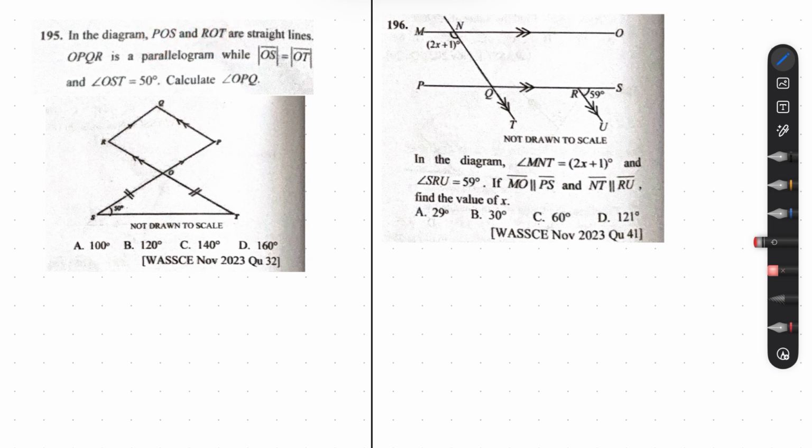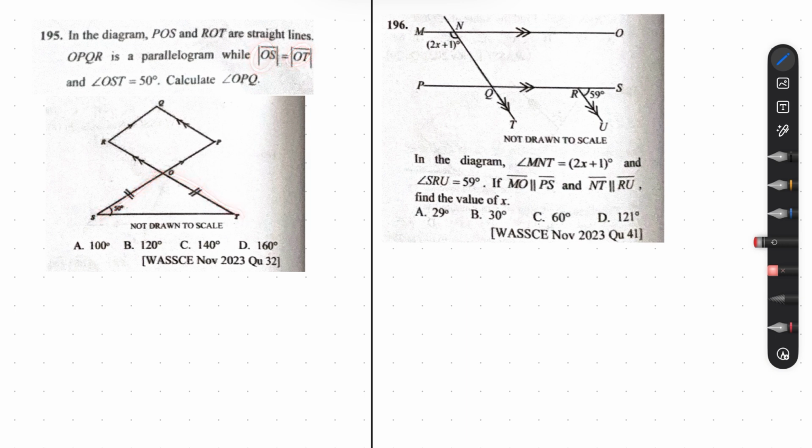This is a straight line, and this is also a straight line. And then this is a parallelogram. OPQR is a parallelogram. And OS, the length of OS and OT are the same. This and this are the same.